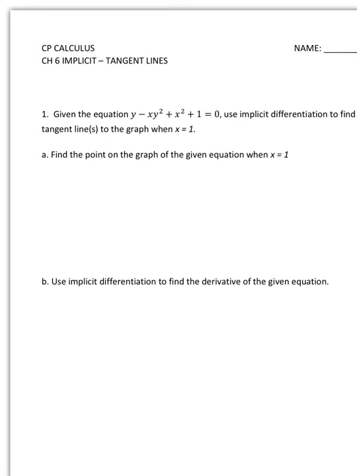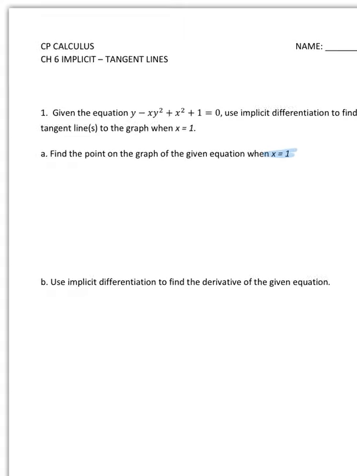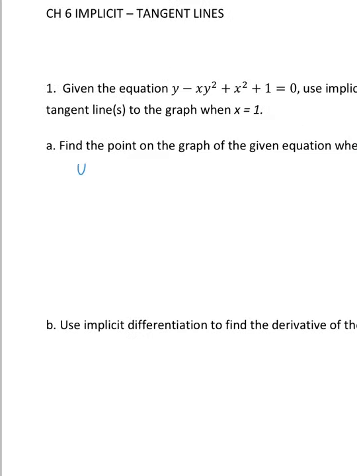Now the first thing we want to do is to find a point on the graph where we can use this equation, and the first thing it gives us is x is equal to 1. So what we have to do is to find the y value. We are going to plug x equal to 1 into the equation and see what happens. So we have the y, we have the 1 for the x, the 1 for the x, plus 1 is equal to 0.